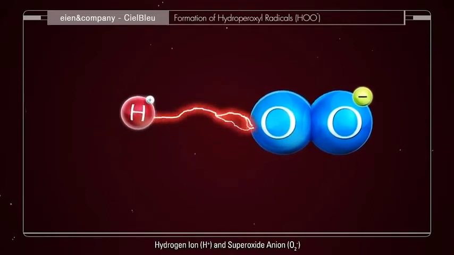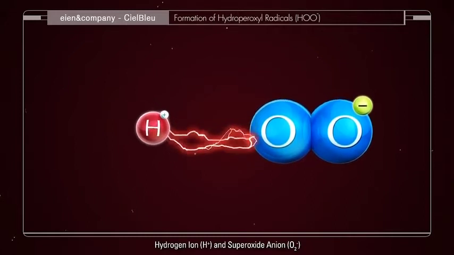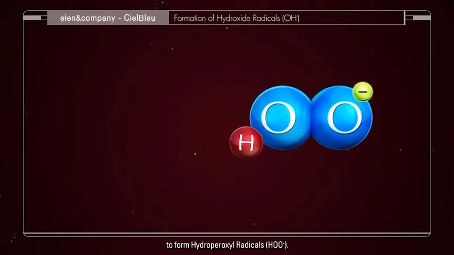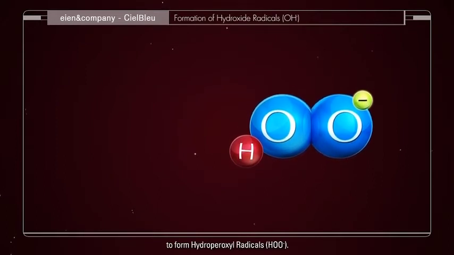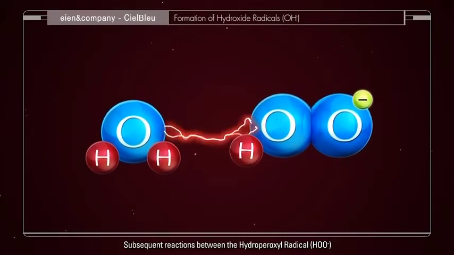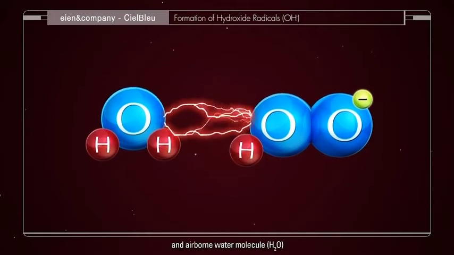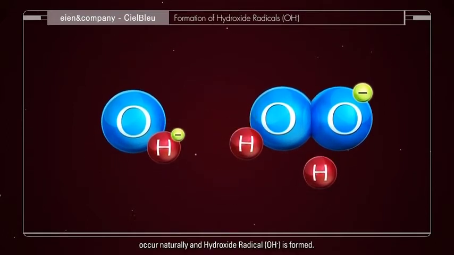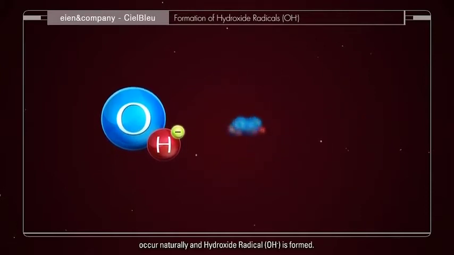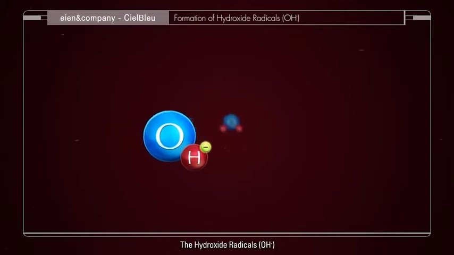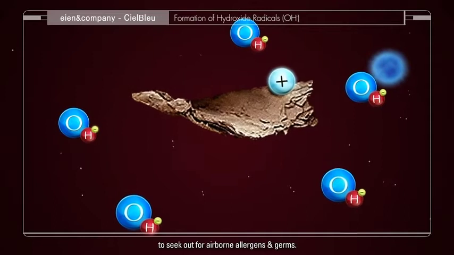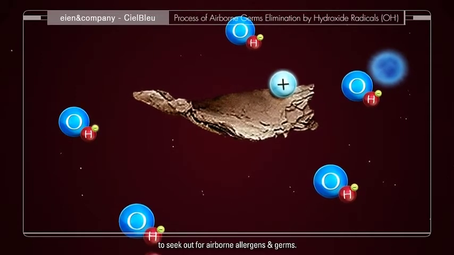Hydrogen ion, H+, and superoxide anion, O2-, react spontaneously to form hydroperoxyl radicals, HOO-. Subsequent reactions between the hydroperoxyl radical, HOO-, and airborne water molecules, H2O, occur naturally and hydroxide radical, OH-, is formed. The hydroxide radicals, OH-, diffuse into the surrounding environment to seek out airborne allergens and germs.